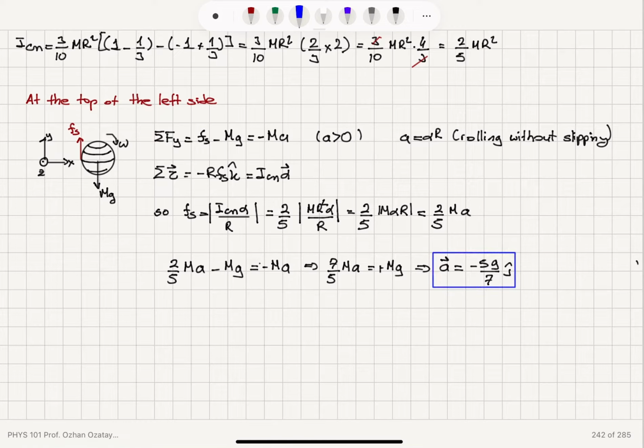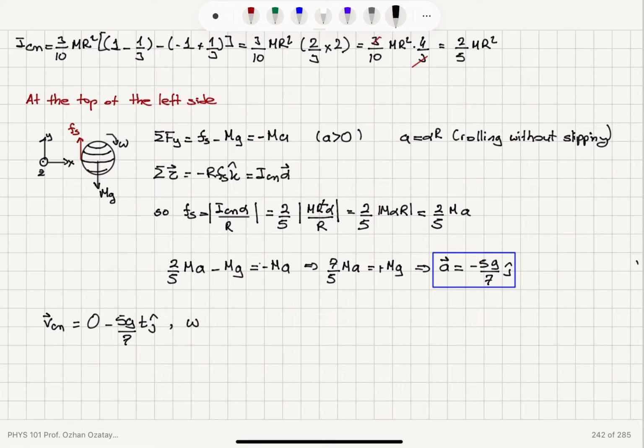The marble will accelerate with this initial acceleration, minus 5g over 7 in j hat direction. So that will be the acceleration of the ball. And if I look at the velocity of the center of mass, it will be 0 at the beginning, and then as time goes by, it will accelerate with this acceleration: minus 5g over 7 t j hat. So it's going to be accelerating downwards, so the velocity of the center of mass will be increasing in time.